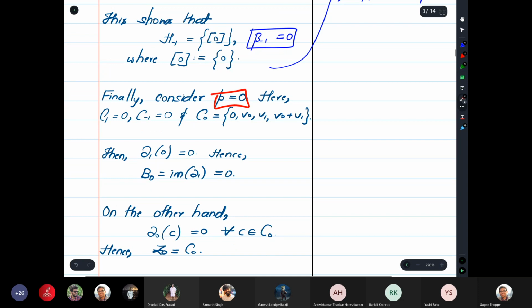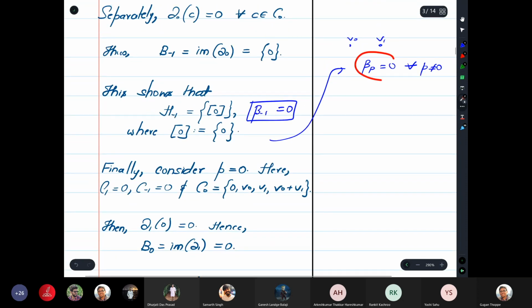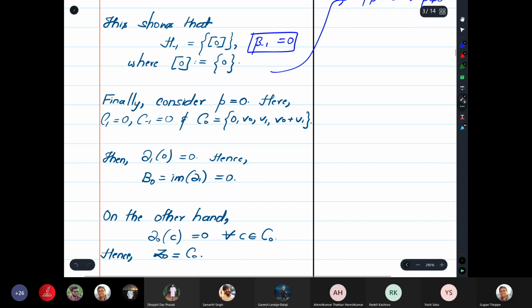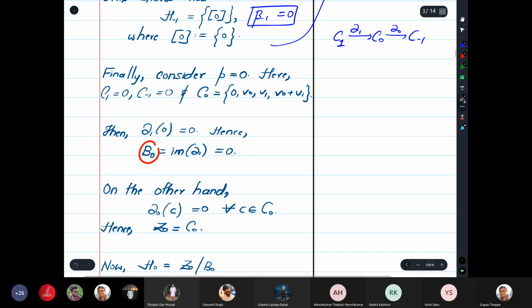So one hopes that at least in the p equals 0 case, beta p turns out to be some non-trivial number, right? Because for every other p, beta p turned out to be 0. So we hope that at least in the p equals 0 case, beta 0 turns out to be something interesting. Okay, so let's try and see what it will turn out to be. So we look at the p equals 0 case. For p equals 0, we have to look at C1, C0, C-1. So here is the ∂1 operator, here is the ∂0 operator, and we have to look at what happens over here, right? So the first thing we will do is compute V0, right?